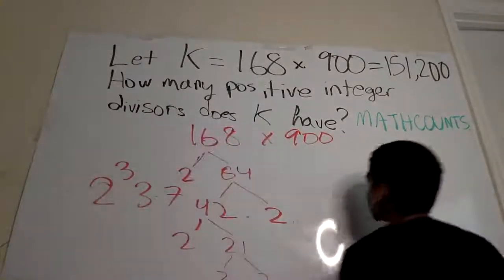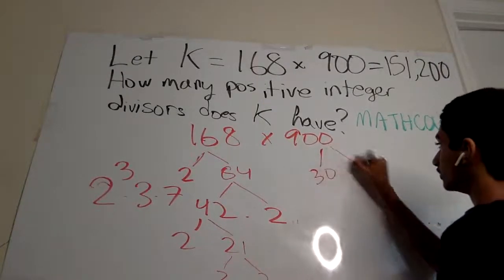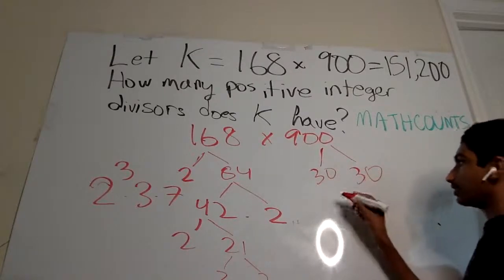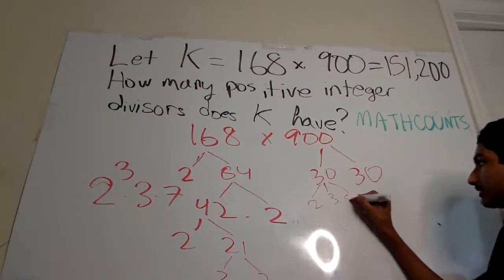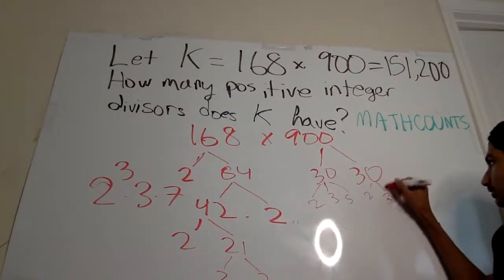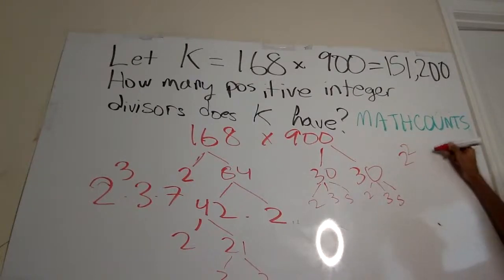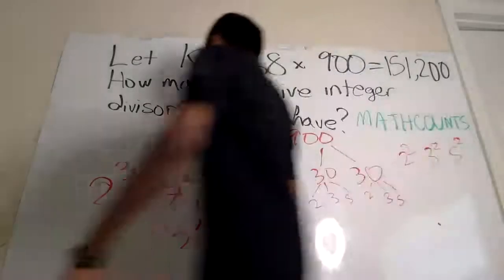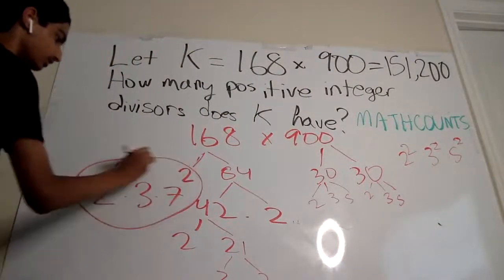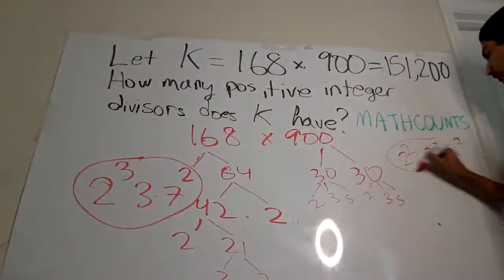And now let's go to the 900. So 900 is basically just 30 times 30, or 30 squared. And then converting this, we get 2, 3, and 5, and we have the same for both. So this would just end up being 2 squared times 3 squared times 5 squared. And this is what prime factorization really is. So now let's use these: 2 cubed times 3 times 7, and 2 squared times 3 squared times 5 squared.